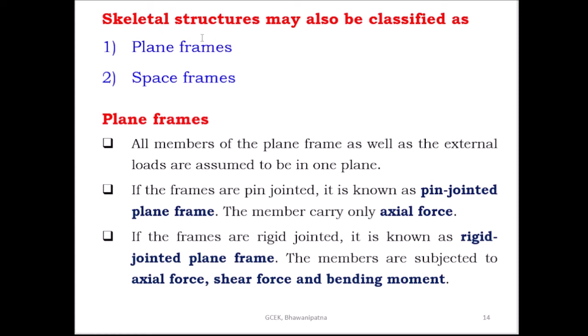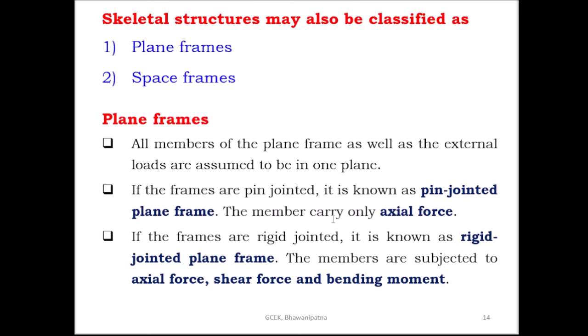Then coming to the classification of skeletal structures in terms of the frames, that is plane frame and space frame. There are two types of frame, one is the plane frame and the other is the space frame. The plane frame is a two-dimensional structure and the space frame is a three-dimensional structure. First coming to the plane frame, all members of the plane frame as well as external loads are assumed to be in one plane. So all the members and the external load act in the same plane. If the plane frame is pin jointed, then it is known as a pin jointed plane frame.